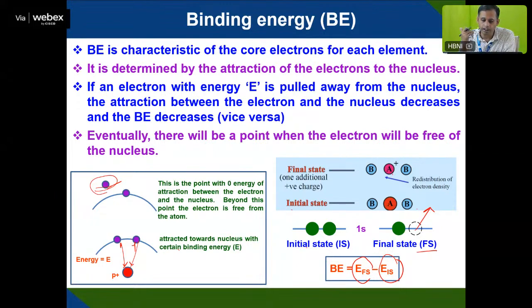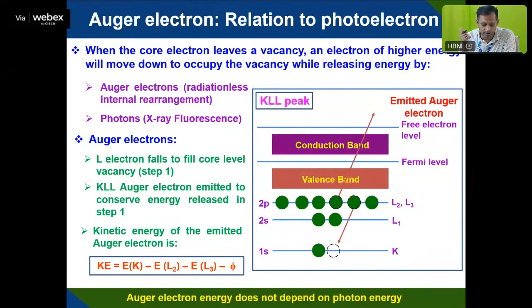As I said, in addition to the photoelectron, formation of an Auger electron is possible. When a core electron leaves, a vacancy is created. This vacancy can be filled by an electron from a higher energy level. You can see this electron at high energy now comes down here, and a vacant space is created in its place. Since this electron is coming from a higher orbital, it has high energy.